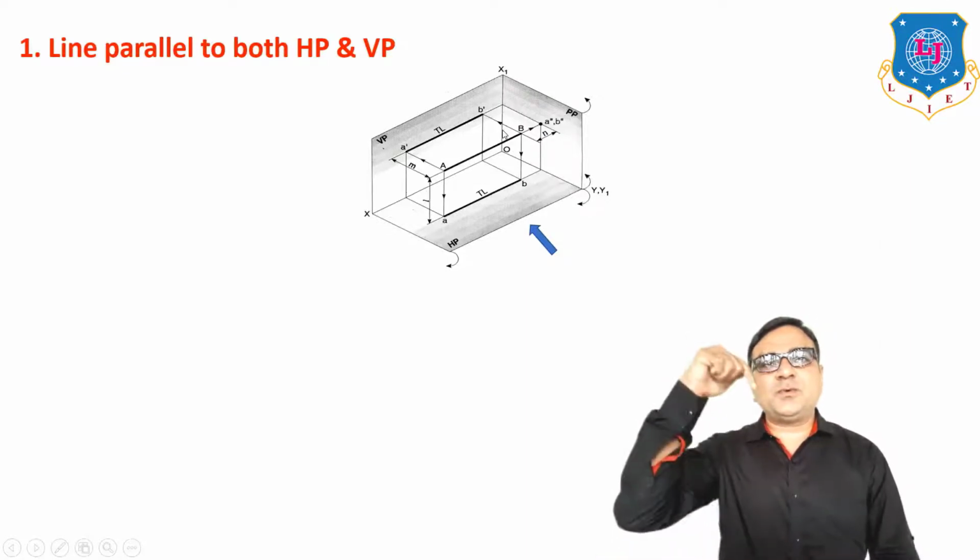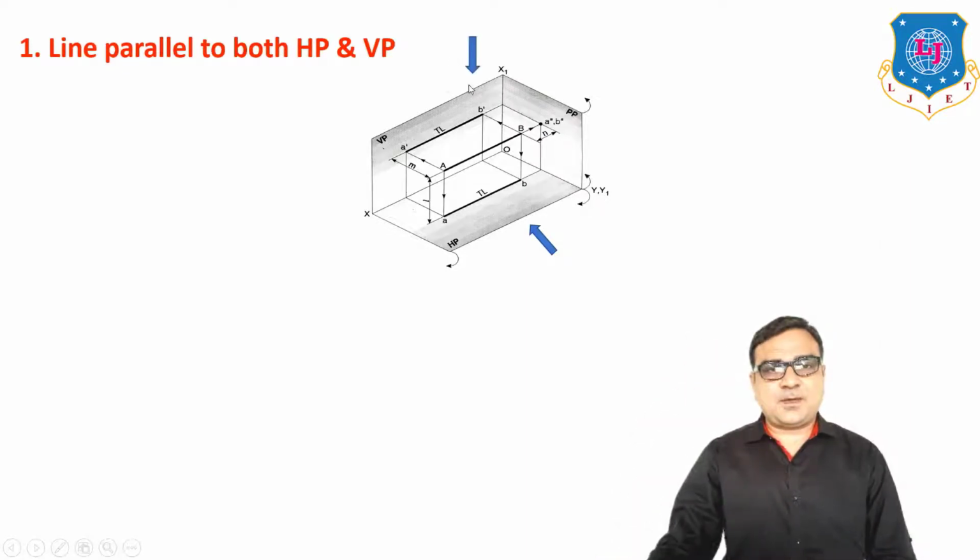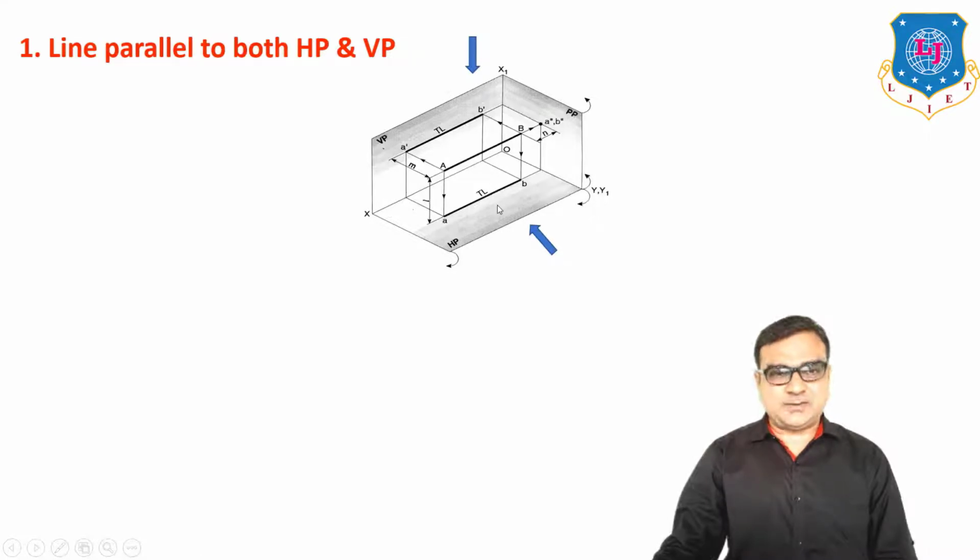Now when we observe from the top, the projection of line AB is obtained on the horizontal plane. The projection of point A on the horizontal plane is denoted by small a, and the projection of point B on the horizontal plane is small b. When we join small a small b, we get the top view of the line on the horizontal plane. The length of this line is also the true length because the line is parallel to the horizontal plane.